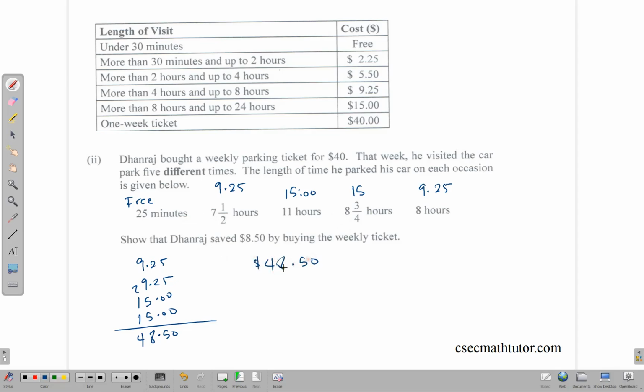$48.50. Now, because he bought the ticket for the week, he paid $40. So we're going to take out the $40 from this. And you can see there that once you take the $40 out, he's going to be saving $8.50, as suggested by the question. So that brings us to the end of question one.